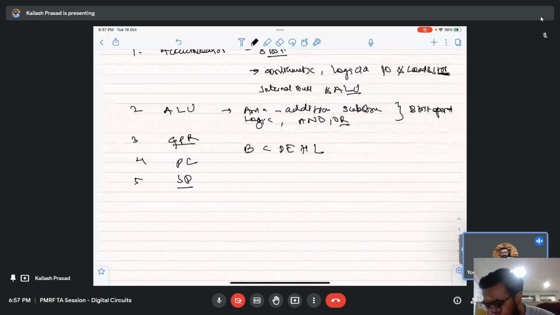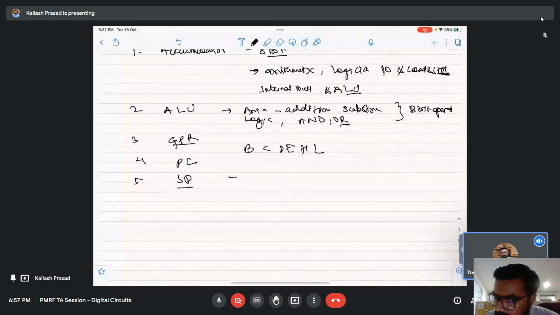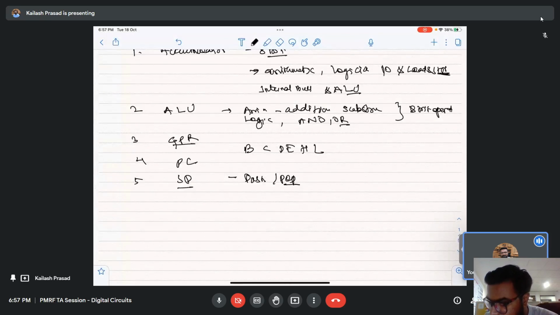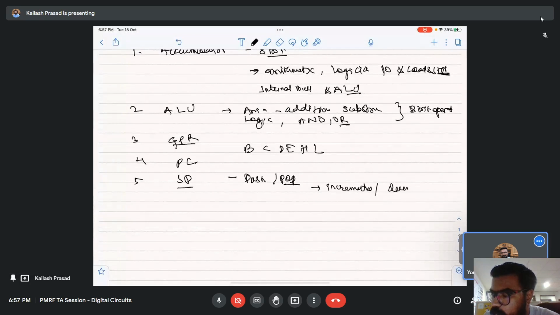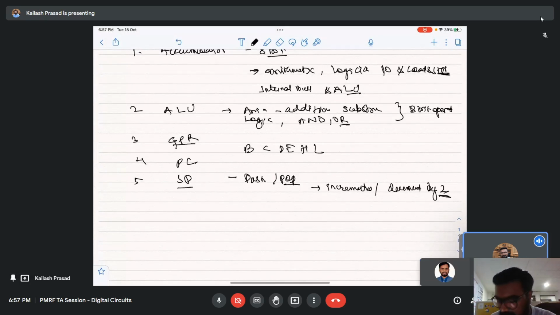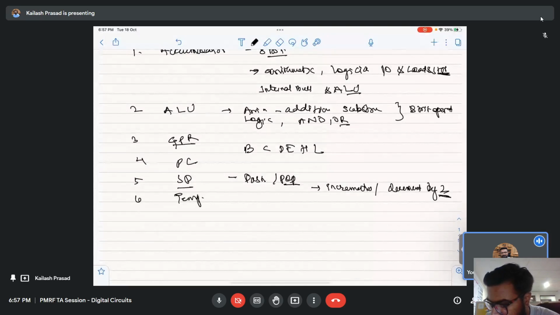And please understand, whenever you perform this kind of operation, push and pop, which we have discussed in the last class, the stack pointer will be incremented or decremented by 2. Then you have what we call temporary registers, which are also 8-bit, to store temporary data.